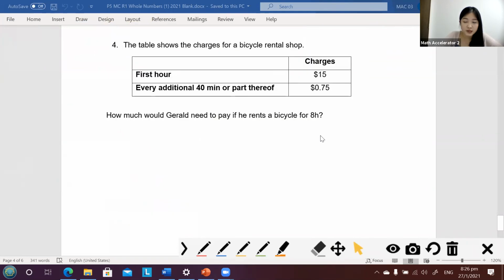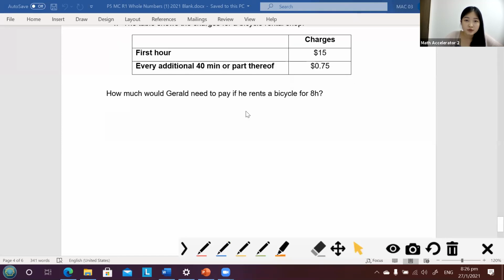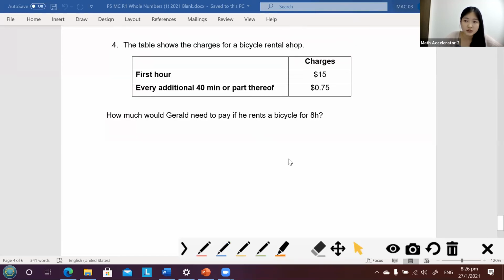Question 4. This type of question is very common. It can come out in your paper 1 or paper 2. It can be about parking charges: you park your car there for how many hours, how much would they charge you? They can also talk about rental. So in this case, this is about rental. How much will it cost if you rent a bicycle for 8 hours?